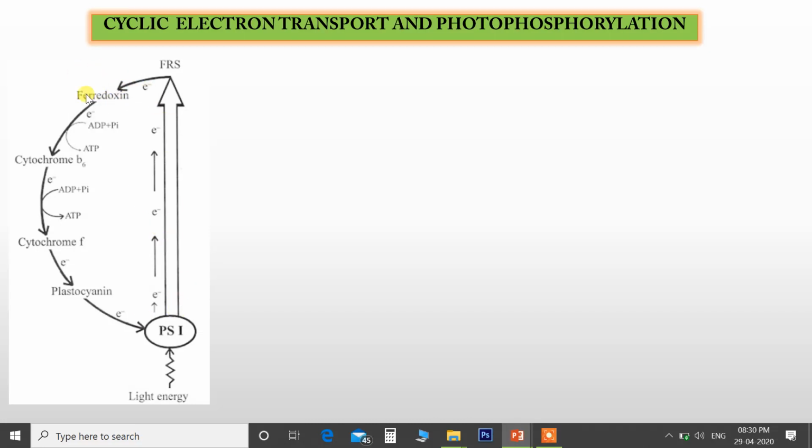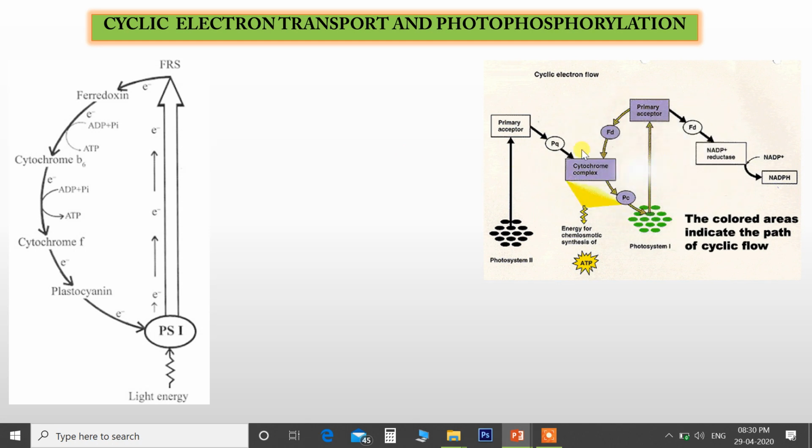From ferredoxin, the electron has two options. Look into this scheme also. Either it goes to NADP plus to reduce NADP plus and form NADPH. Otherwise, if it follows this path, it will become non-cyclic. If it is not so, there is another option, just return back to PS1 through a series of electron carriers. So that is happening here.